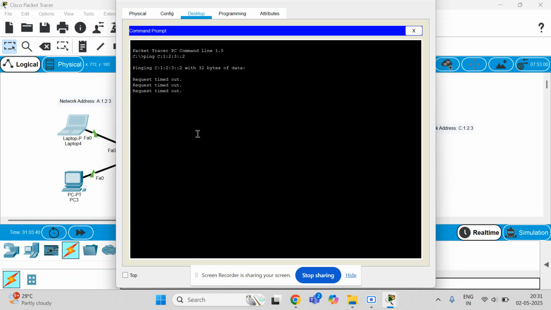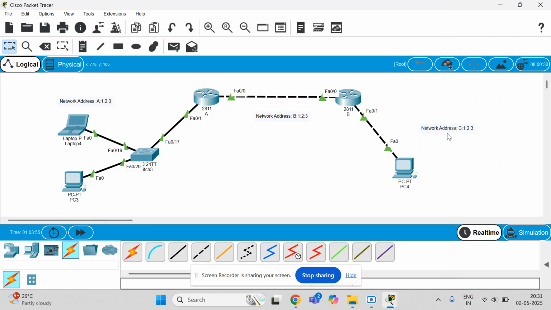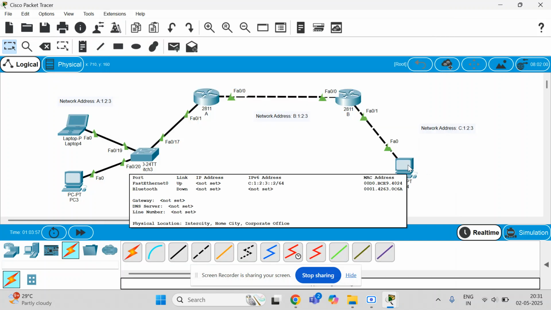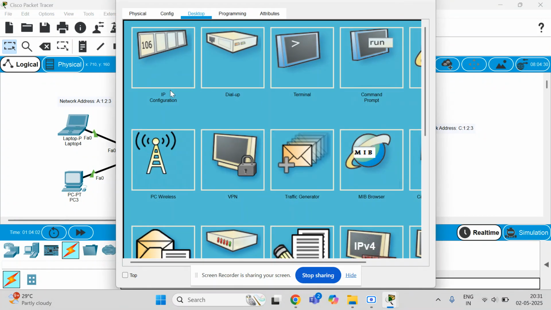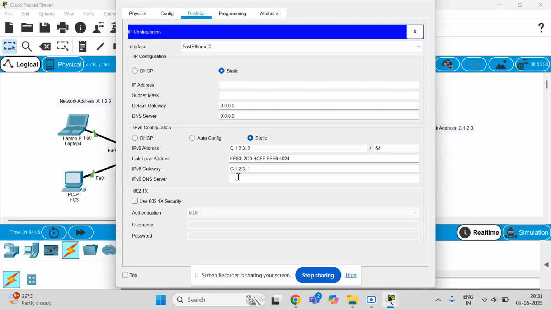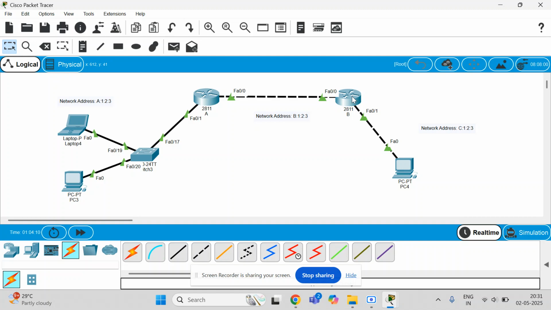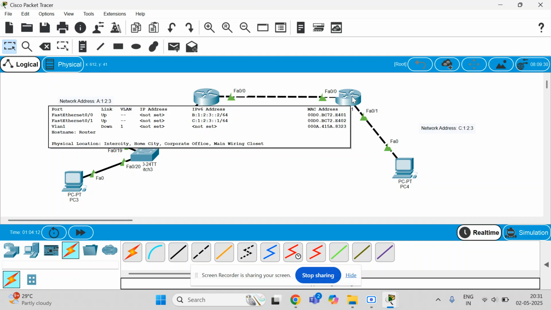Next, again we will check once again. C colon 1 colon 2 colon 3 colon 2. This is the IP we have given. No? Just check. 1, 2, 3, colon 2. Gateway is not given. Just wait. 2 colon 3. Gateway is given. Just wait. FA0/1, 3 colon 1.